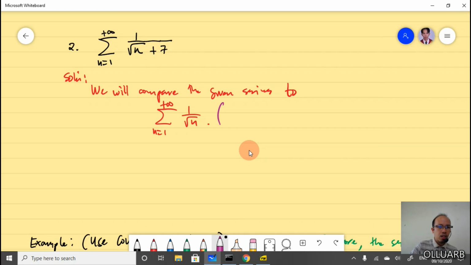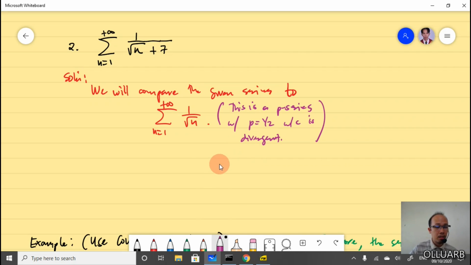This is a p series, or hyper harmonic series, with p equal to 1/2, which is divergent. Can we compare to other series? Of course you can, as long as it satisfies the condition.